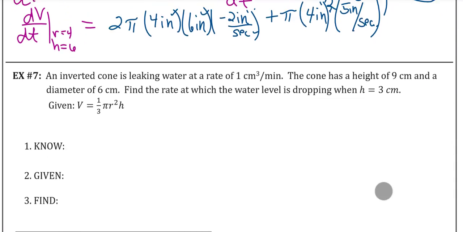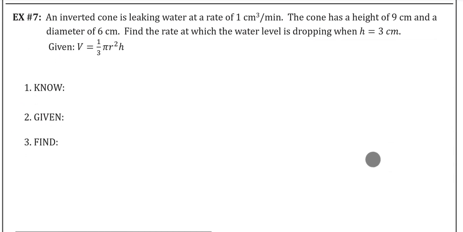All right, next example. Now we have an inverted cone. Our inverted cone is leaking water at a rate of 1 cubic centimeter per minute. Looking at the units, because these units are cubic, this is my rate of change of volume. The cone has a height of 9 centimeters and a diameter of 6 centimeters. So they're kind of hiding the radius in here. It'll be half of that. Find the rate at which the water level is dropping when h is 3 centimeters.